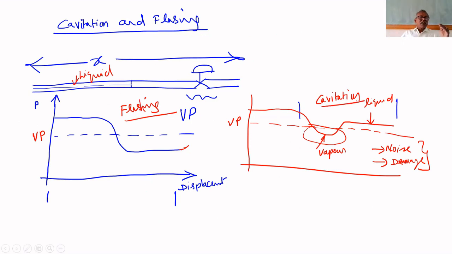Cavitation means it falls below vapor pressure, but after some time it regains above vapor pressure. That's why the phase change continuously happens: liquid to vapor, vapor to liquid, both will happen. In flashing, it is converted into vapor and remains vapor. That's why it won't damage that much.